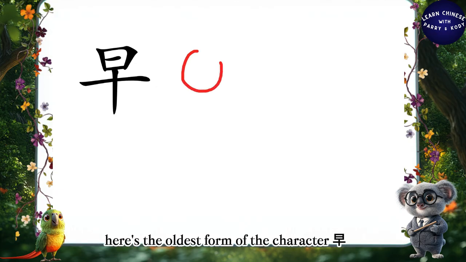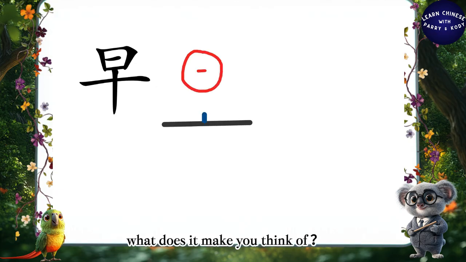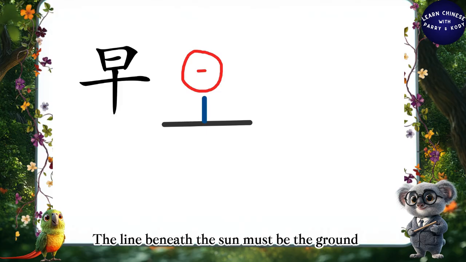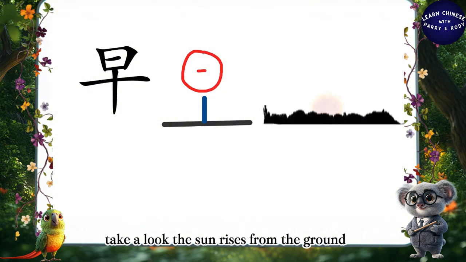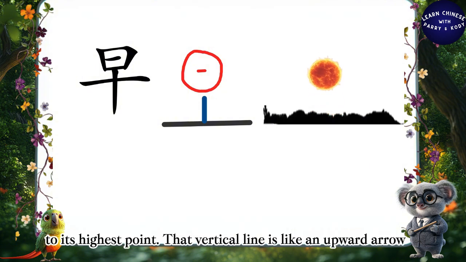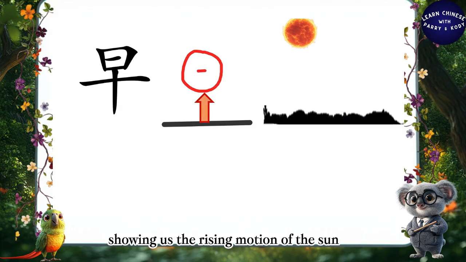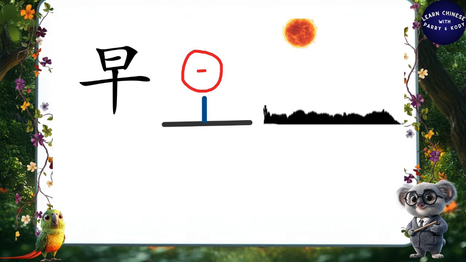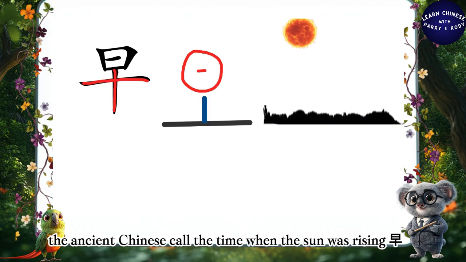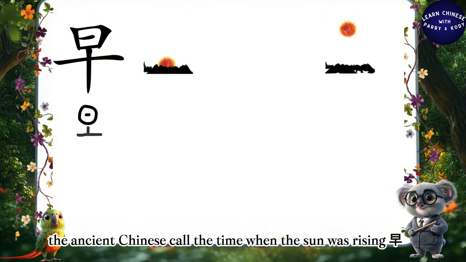Here's the oldest form of the character 早. What does it make you think of? The line beneath the sun must be the ground, so that horizontal stroke represents the earth. But I'm not sure what the vertical line stands for. Take a look. The sun rises from the ground all the way to its highest point. That vertical line is like an upward arrow, showing us the rising motion of the sun. Oh, I see. I wonder which clever person came up with that. The ancient Chinese called the time when the sun was rising 早.